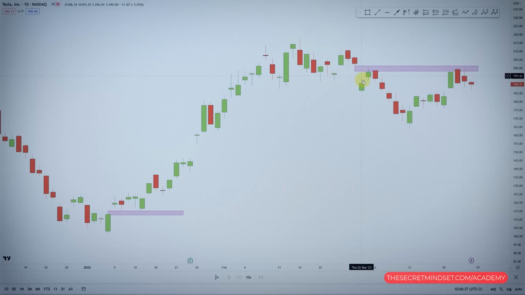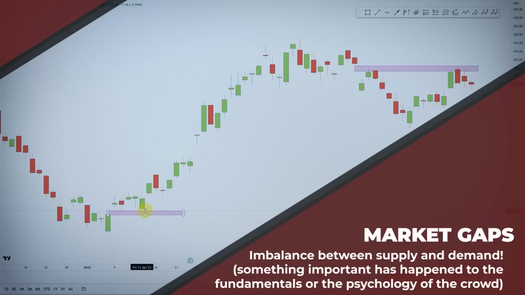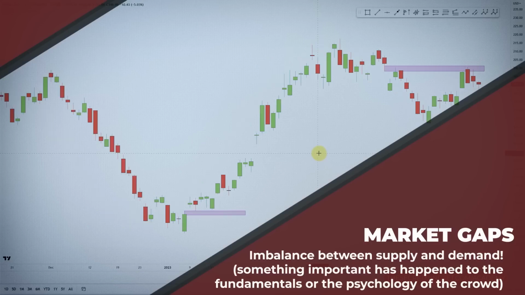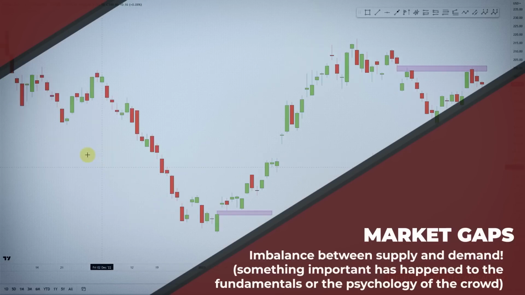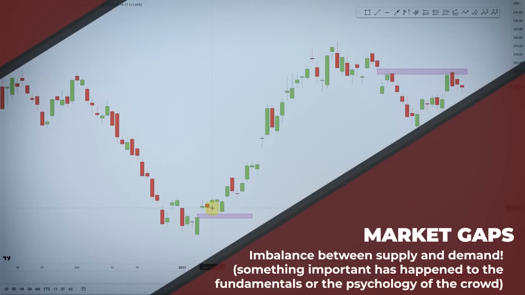And these gaps happen because of an imbalance between supply and demand. Gaps are very important in my technical analysis plan because they offer evidence that something important has happened to the fundamentals or the psychology of the crowd. Gaps can be classified into 4 groups: common gaps, breakaway gaps, exhaustion gaps, and continuation gaps.